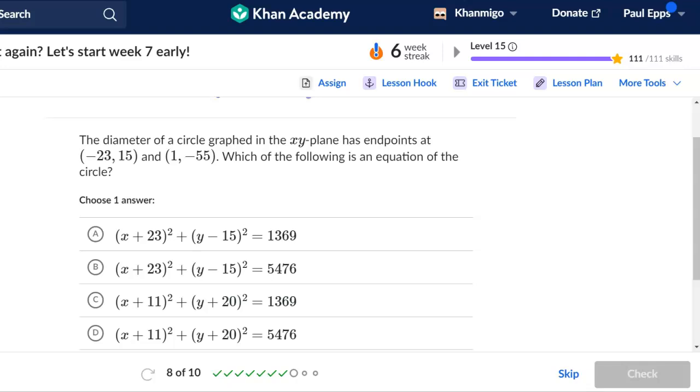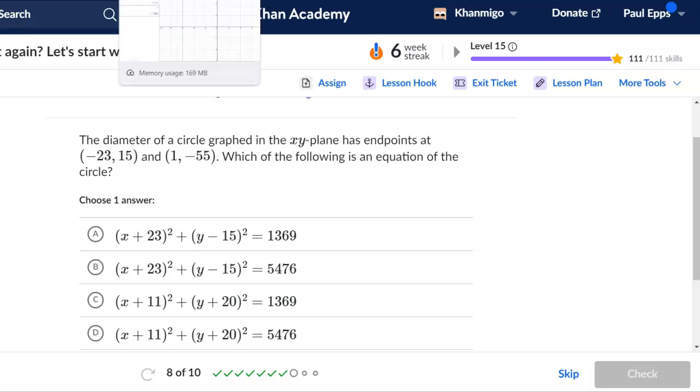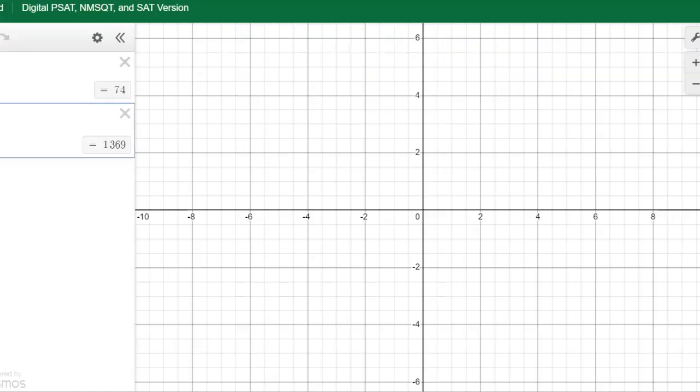Normally what you would do is just take the midpoint between -23 and 1, subtract it from x, take the midpoint of 15 and -55, subtract it from y, square both of them, and then square the radius. So we just have to get the radius. How do we do that? Well, we can do a distance formula here with these 2 points. That's the diameter. Let's go back over to this.